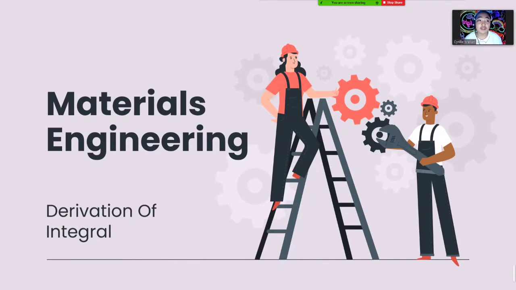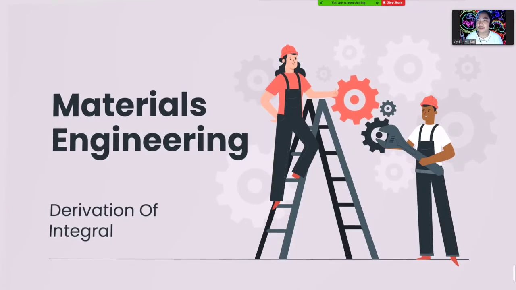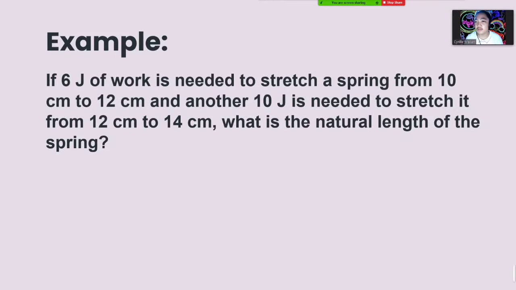Let's derive an integral. Example: if 6 joules of work is needed to stretch a spring from 10 centimeters to 12 centimeters, and another 10 joules is needed to stretch it from 12 centimeters to 14 centimeters, what is the natural length of the spring? Let's compute it.